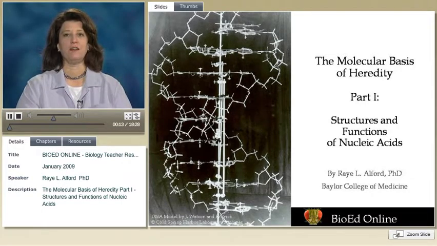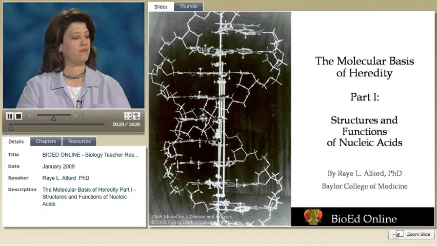In this slide set, we will explore the structures and functions of nucleic acids, including DNA, RNA, and their roles within cells. The image in this slide is a photograph of the model of the DNA molecule built by Drs. James Watson and Francis Crick in 1953. This model was used to depict their proposed structure of the DNA double helix.